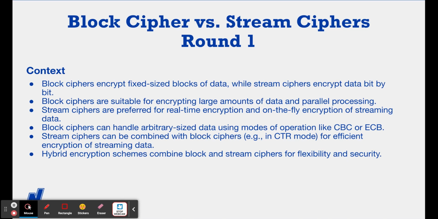Block ciphers use modes of operation like CBC or ECB to handle arbitrary data. Hybrid encryption leverages both block and stream ciphers for flexibility and enhanced security. So understanding the differences between block ciphers and stream ciphers allows us to select the appropriate encryption model and method for specific use cases, considering factors such as data size, real-time requirements, and parallel processing.